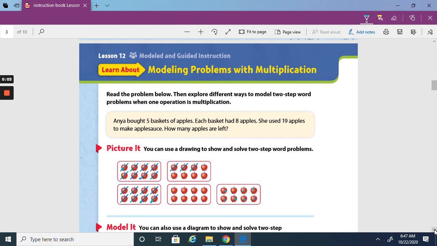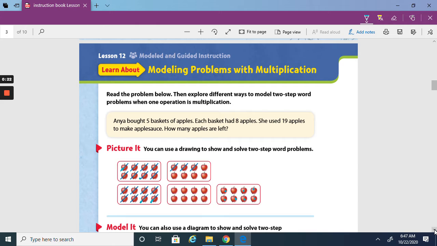Hello, third graders. Welcome to day 2 of lesson 12. We're going to be using pages 126 and 127 today. We'll be learning how to model problems using multiplication.